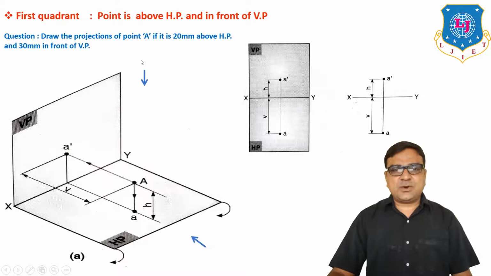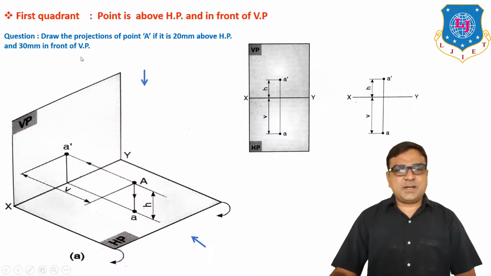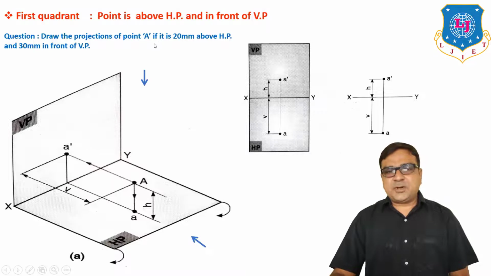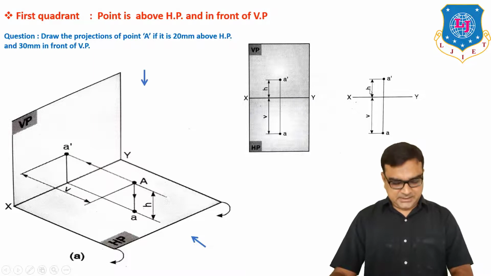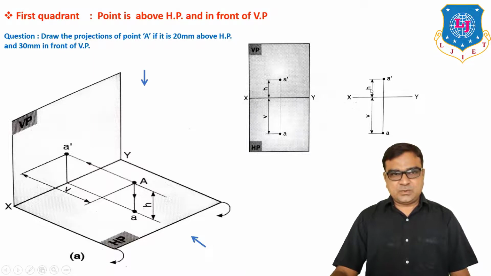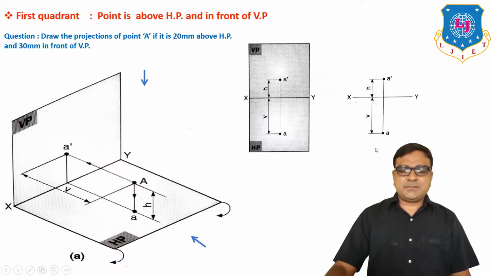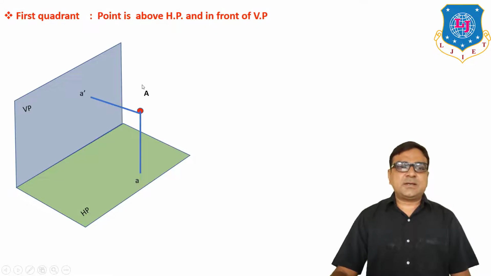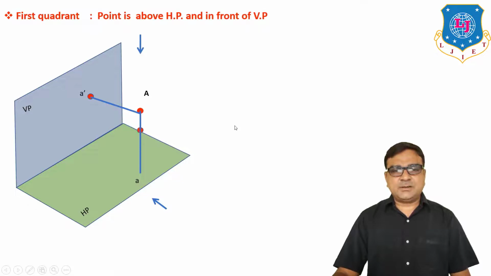Question: draw the projection of point A if it is 20 mm above HP and 30 mm in front of VP. So for this particular question, in our answer, the value of H is equal to 20 mm and the value of V is equal to 30 mm. We can observe here the animation of point A: when you're looking from the front, the projection of A on the vertical plane is A dash, and from the top, the projection of A on the horizontal plane is small a.